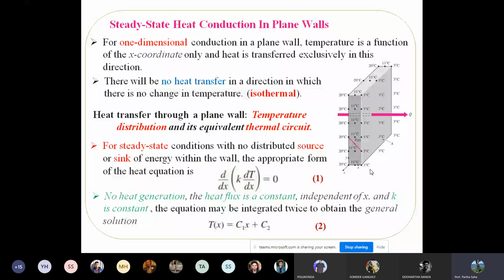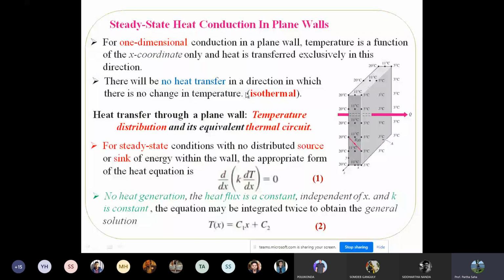It has been marked that there is a temperature difference between these two surfaces, right? This is given a coordinate x, y, and z, and you can see that arrow, which gives the direction of heat flow from left to right. There is no change in temperature in the other directions, so we are considering it isothermal.